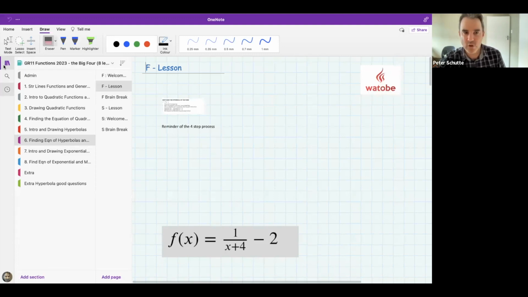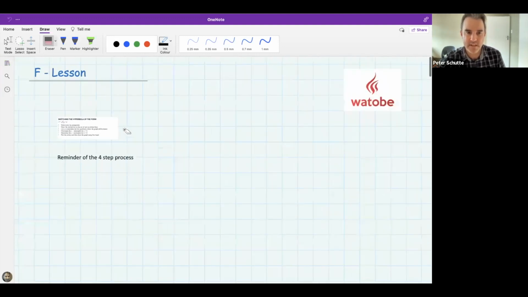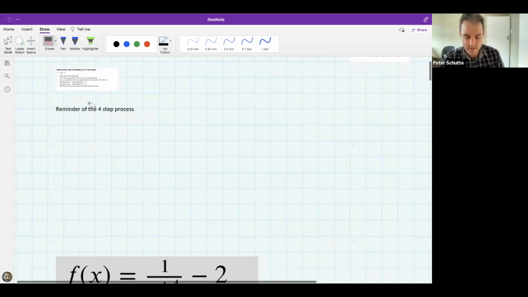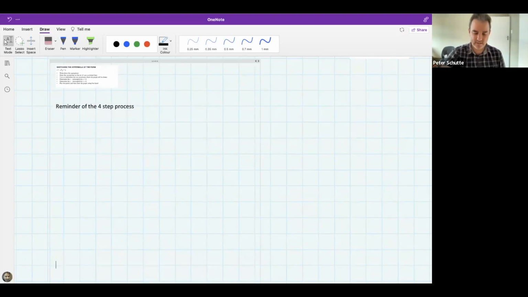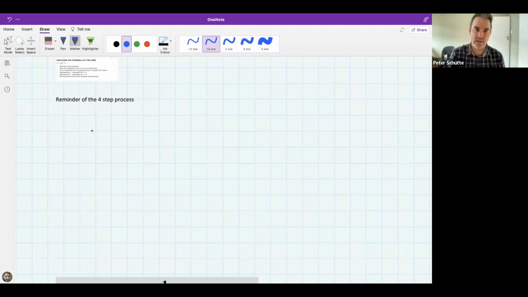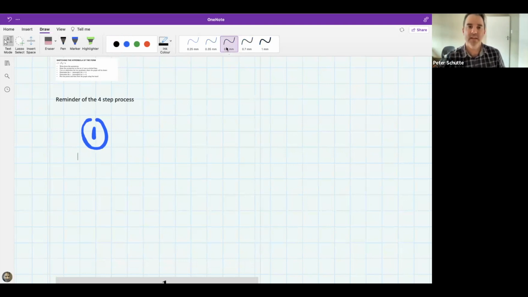Let's go and talk about what happened in the last lesson. What I'm going to start by saying is that in the last lesson, there was a 4-step process that we used to help us draw hyperbolas. So what was the very first step? Who would like to share with me the very first step that you can remember? So Tegabatso, what do you remember about that first step?